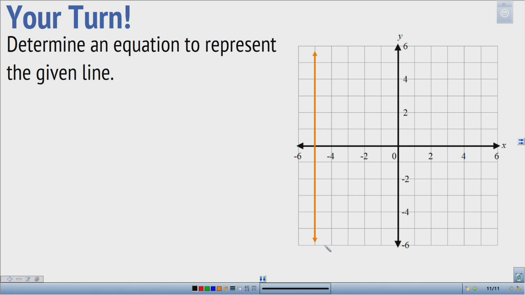All right, let's find the equation of this line. So every vertical line has the form x is equal to a. Now I just need to know where this line crosses the x-axis. It crosses at -5. So that means all I need to write here is x is equal to -5, and that equation represents that line.